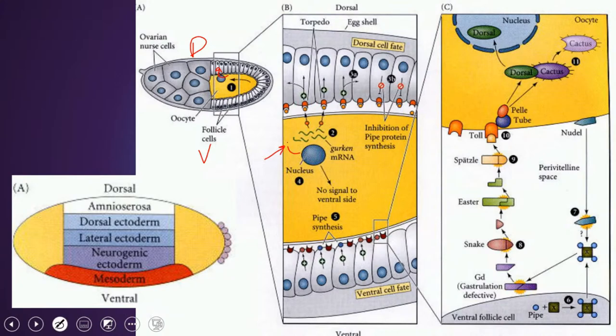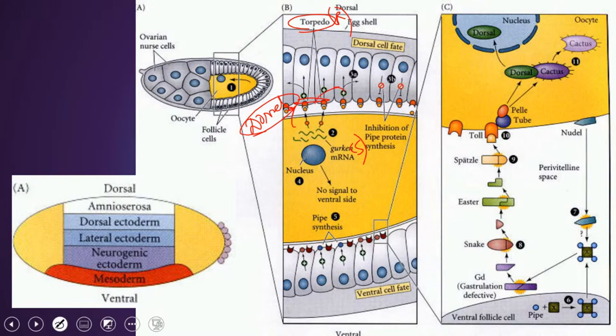Now nucleus is towards the dorsal side, future dorsal, hasn't formed dorsal yet. Where a type of mRNA is released called Gurken mRNA. If the Gurken mRNA is released, they will bind to some receptor. Now the receptor on the follicle cells, see these are follicle cells, is called the torpedo receptor. And Gurken is the signal, torpedo is the receptor. So where is the signaling happening? At the dorsal side. Future.